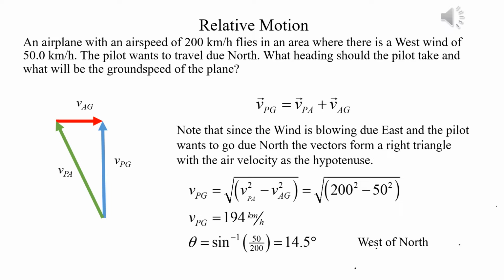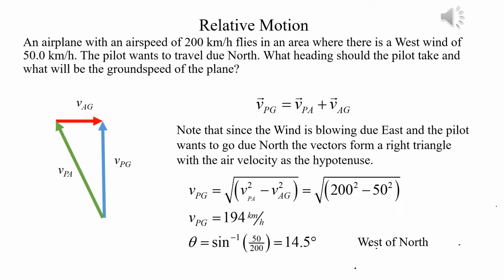So we draw that vector, the velocity of the plane with respect to the ground, and that's shown in blue in the diagram. We want that to point due north. Alright, then that's going to equal the velocity of the plane with respect to the air plus the velocity of the air with respect to the ground, which of course is the wind. So since the wind is blowing from the west to the east, the pilot wants to go due north, so we have to point the plane toward the west a little bit so that the wind carries him back.